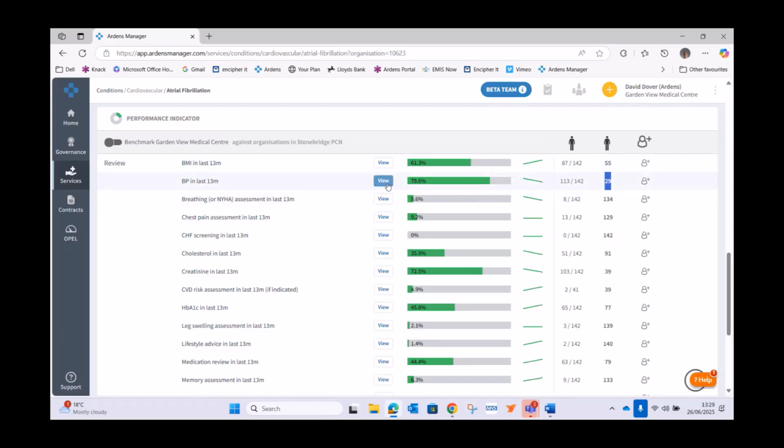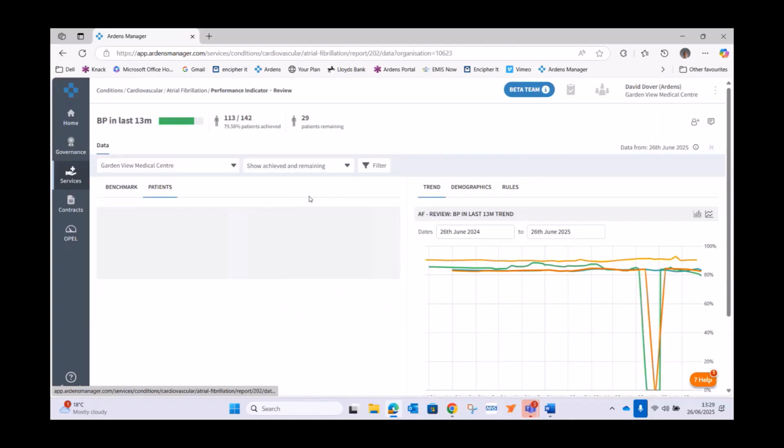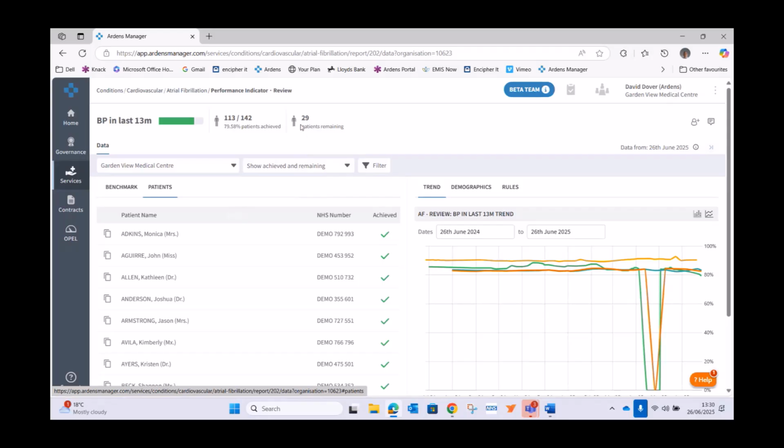Another little tip on that one is anytime you go to any of those view options, you can see who the patients are. So 29 patients outstanding here. 113, as you can see, with the green tick, we've achieved them, coded correctly, got the BP in the records in your clinical system. But what I'm interested in here is identifying those patients who've not had the BP, so we can recall them. Maybe we can send them a text if they are doing home BP readings as well.